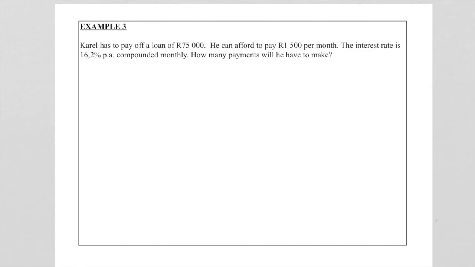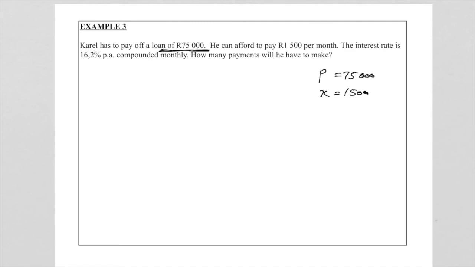Carl has to pay off a loan of 75,000. So the loan amount is given to us, 75,000. So I hope you agree with me, I can say P is equal to 75,000 rand. He can afford to pay 1,500 per month. So X is 1,500. That is what he can pay back.